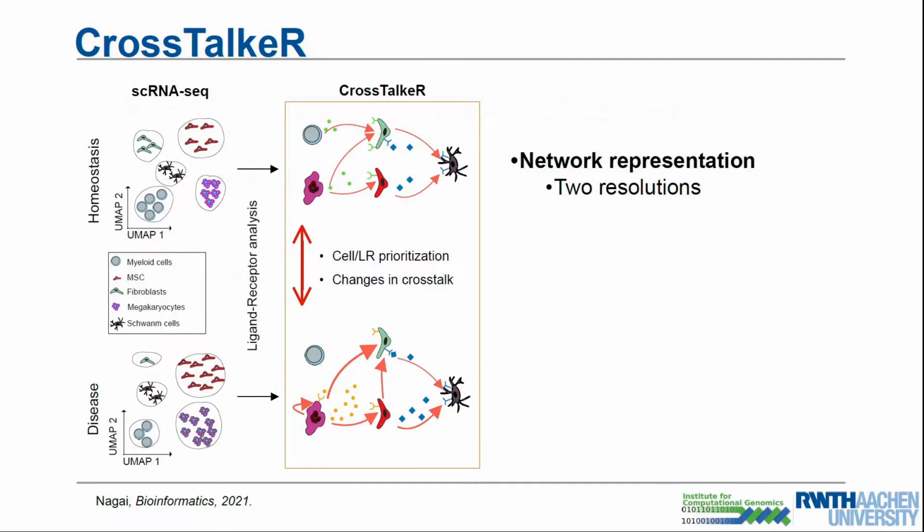Even though CellChat allows us to obtain some comparative measures, the network topology is not fully explored to do that. To overcome this, we developed CrossTalkeR. CrossTalkeR is a framework to prioritize and characterize changes in crosstalk using ligand receptor analysis data.